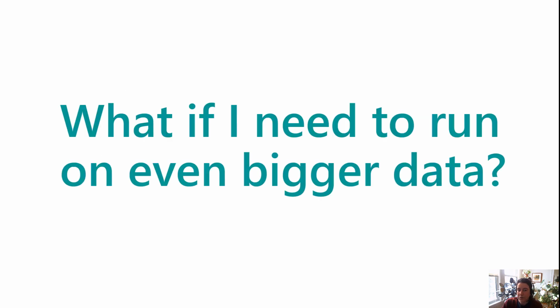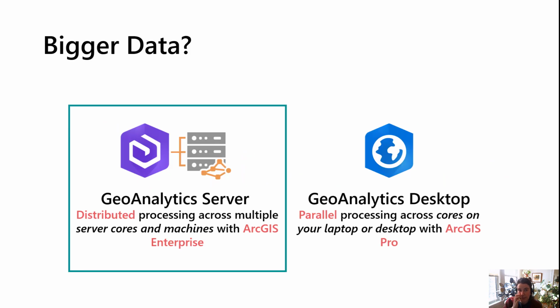And then, what if you need to run on even bigger data? Say you have a machine and it's still not performing as quickly as you want, or it's not completing because there are some cases where the data is so large, the computation is so large, it can't be completed on one machine. In that case, we would recommend something like GeoAnalytics Server. You can distribute it across multiple server cores and machines, so instead of just a single machine, you could have 3 machines. It can use a spatiotemporal data store, and you can have larger results with server instead of using desktop.